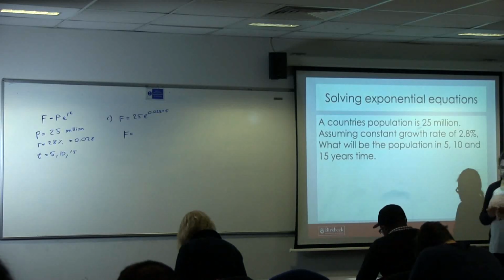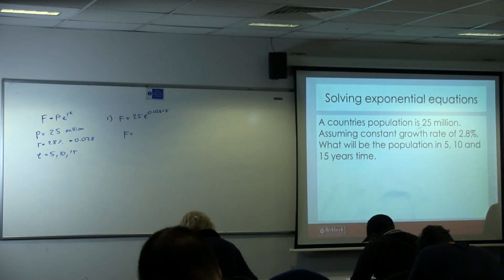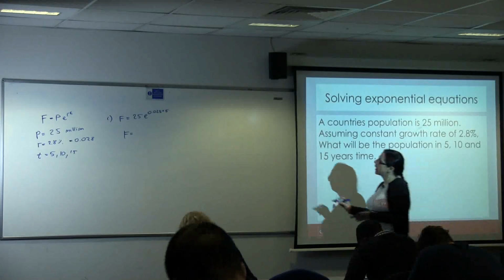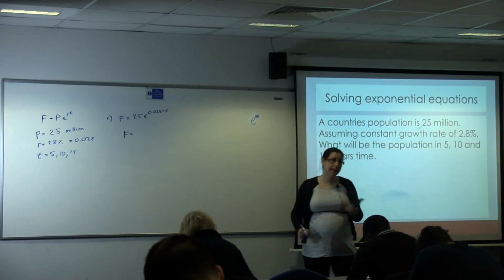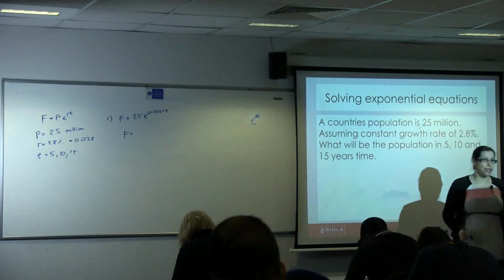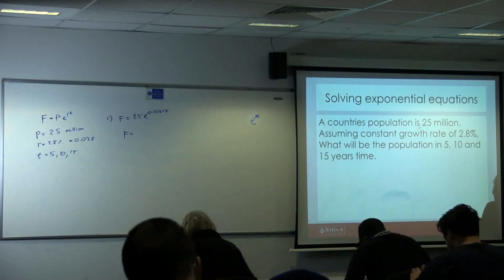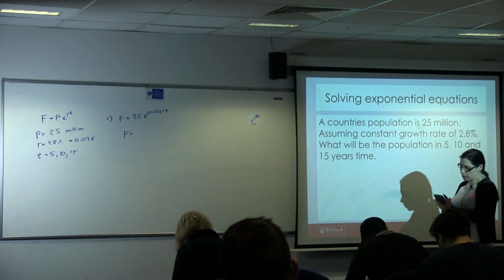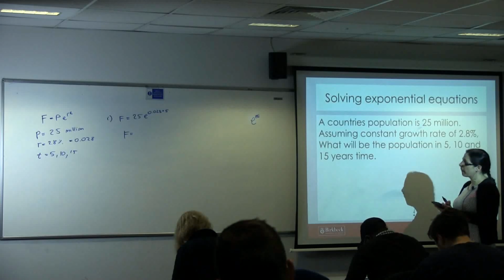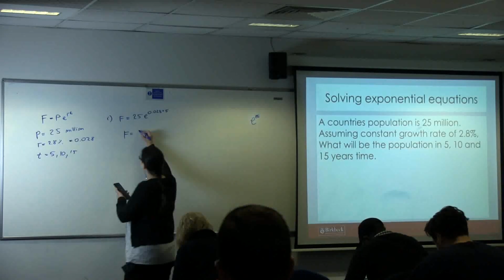You pick up the calculator, you type in 25 times, and on top of the ln button there is the e button, which looks like this, and it's in yellow. Anything yellow on your calculator, you need to use the second function button, which is shift. So you press shift ln, and now you just type in 0.028 times 5, and that will give you, what has it given you?